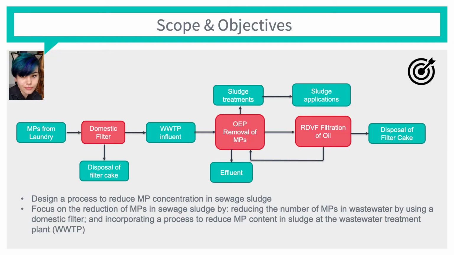Within the scope of this project, our objective is to design a process to reduce microplastic concentrations in sewage sludge. We focused on the reduction of microplastics in sewage sludge by firstly, reducing the number of microplastics and microfibers present in wastewater, and secondly, by incorporating a process to reduce microplastic content in sludge at the Toronto Ashbridges wastewater treatment plant. In this diagram, everything highlighted in red is within the focus of our scope.